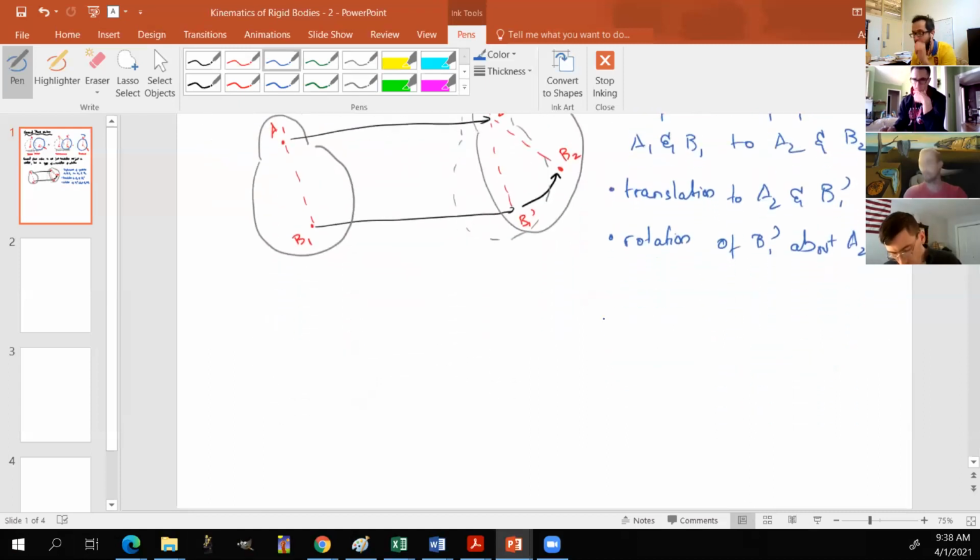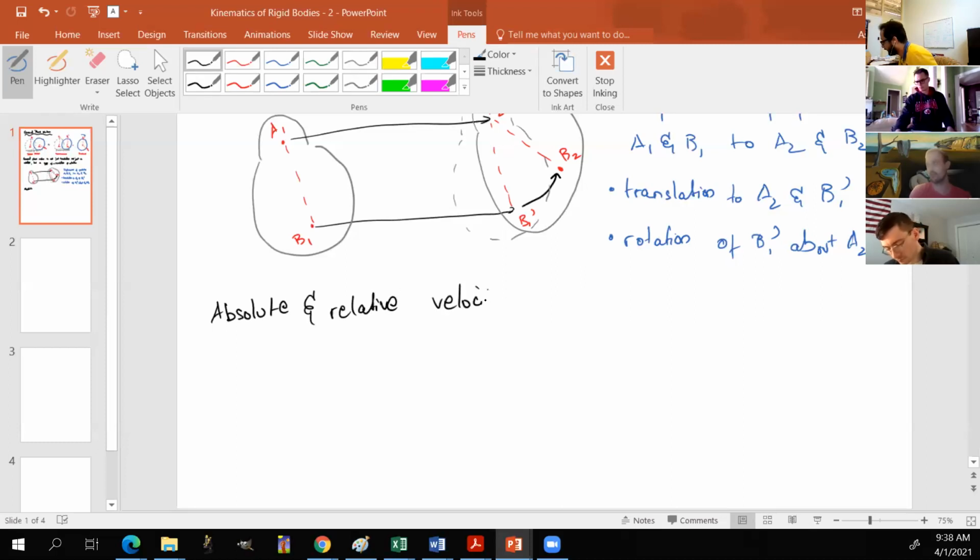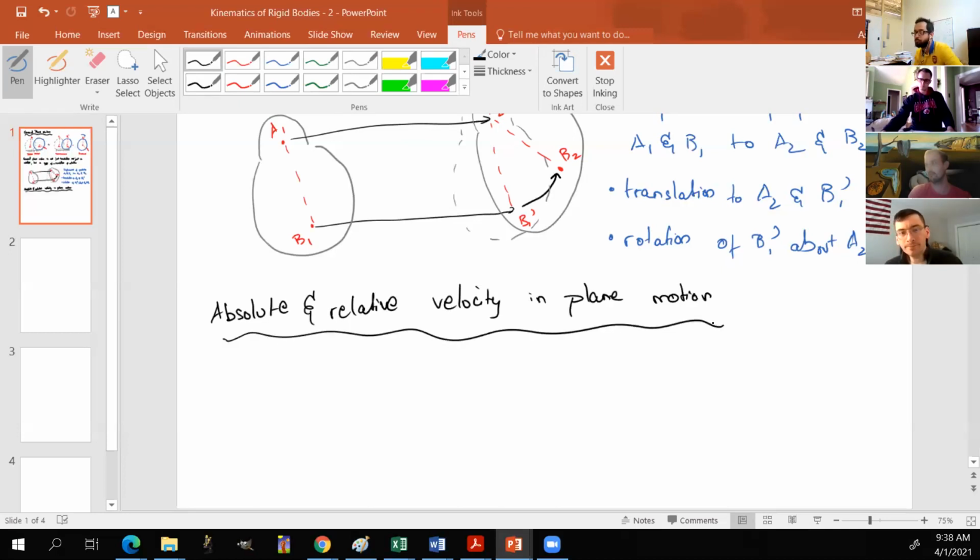Then we can actually start looking at the velocities and the accelerations, right? So let's get into that. So we have the absolute and relative velocity in this plane motion. Right, so let's do our derivation.